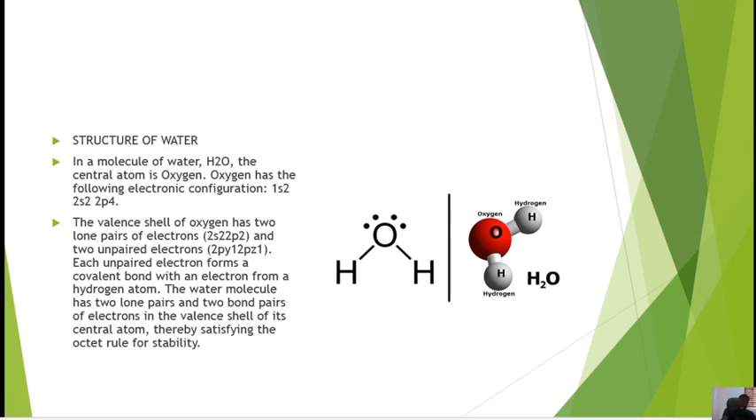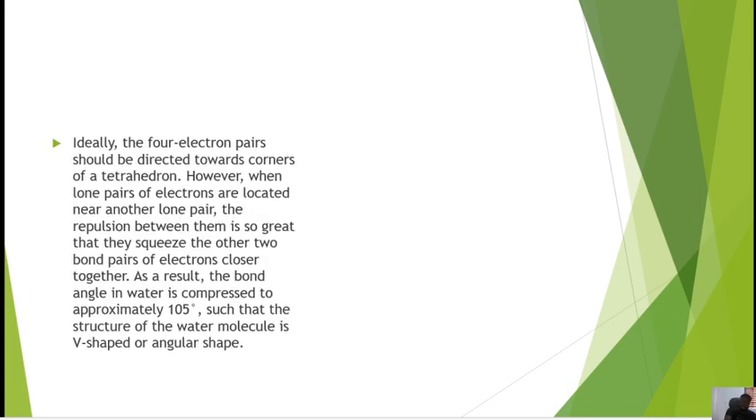Now, each of these unpaired electrons will form a covalent bond with the electron from a hydrogen atom. So that's why we're going to have two hydrogen atoms attaching themselves by a covalent bond to the two unpaired electrons. Now, the water molecule has two lone pairs and two bond pairs of electrons in its valence shell, and its central atom is oxygen. This automatically gives it an octet state, which brings about stability. This particular arrangement of water is what induces the shape of water as we would see.